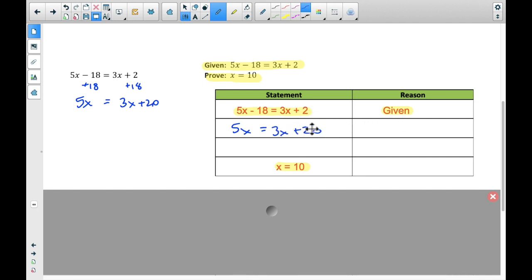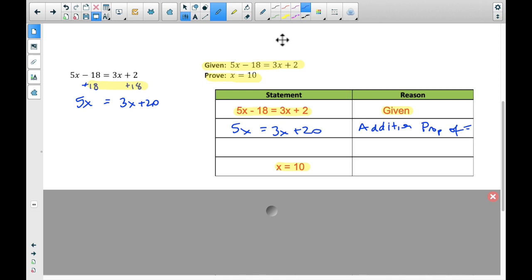And in the middle part where I added 18, why could I do that? Why could I add 18 to each side? Because we have a property called the addition property of equality. And so that's my reason. How did I know this? Because the addition property of equality allows me to add to both sides.